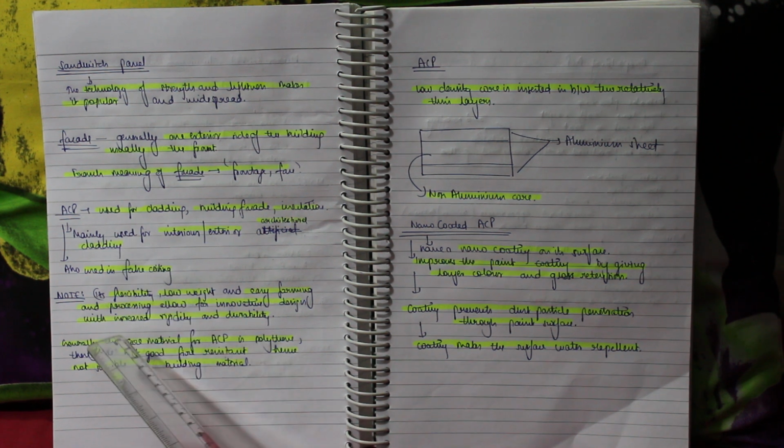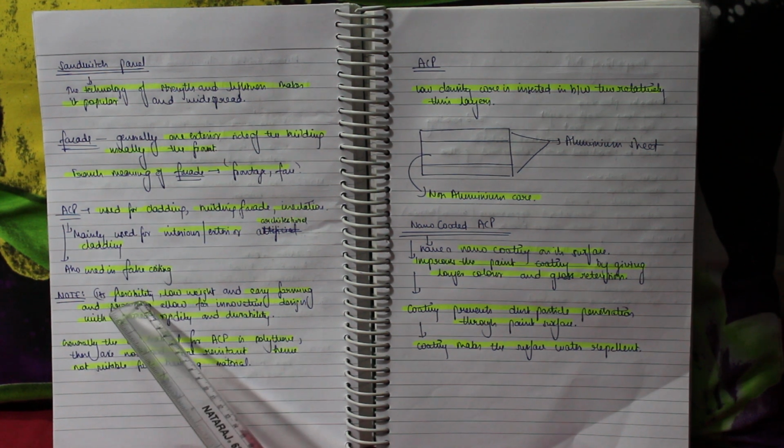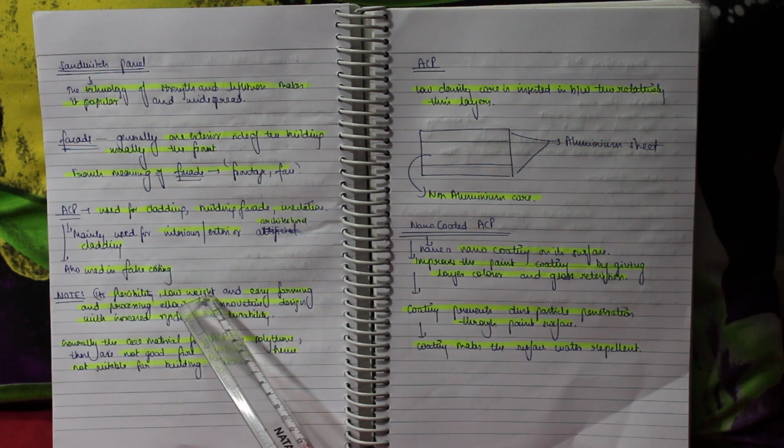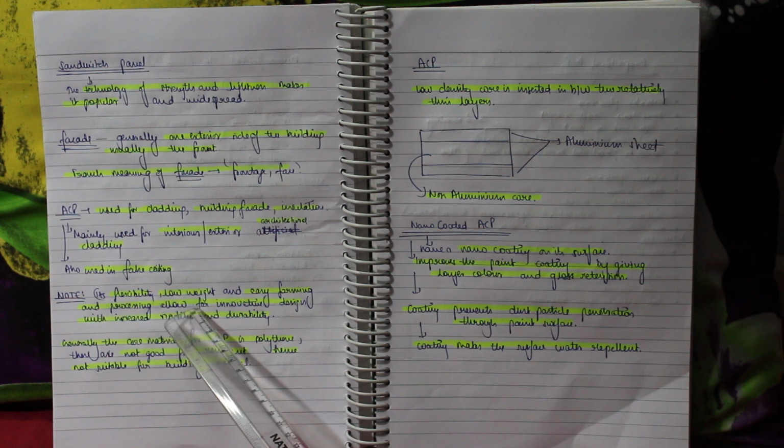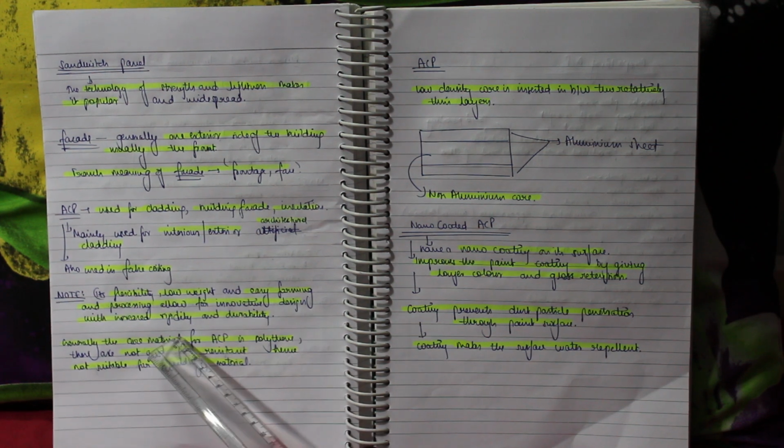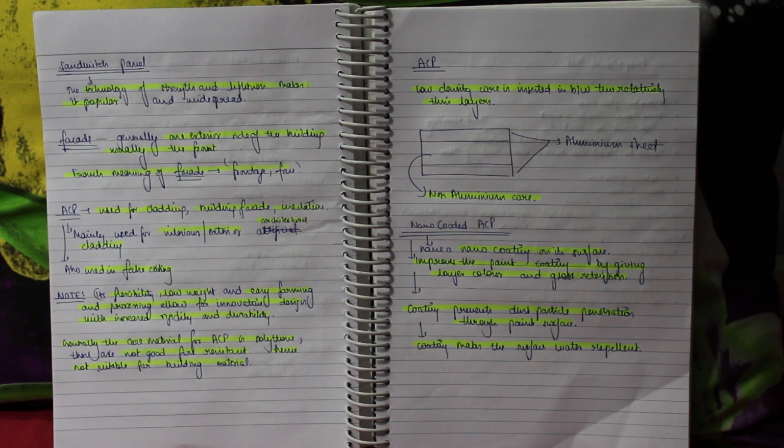The best advantages of ACP which I found are that it is very flexible, it is low weight, very light in weight, and easy forming and processing allow for innovative design and increased rigidity and durability. It is more rigid, it is durable, and it is very easy to process and form.